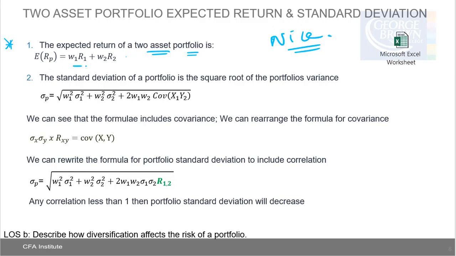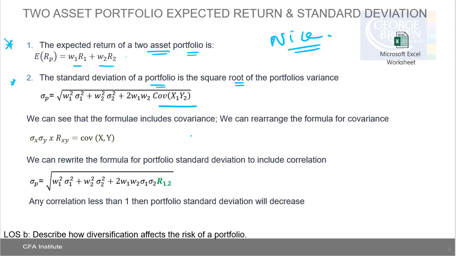So that's the weight 1 times return 1 plus the weight 2 times return 2, okay? We mentioned that. But when we get into the standard deviation of a portfolio, which is the square root of the portfolio variance, it's not the weighted average. Here's the formula. It's weight 1 squared times standard deviation 1 squared plus weight 2 squared times standard deviation 2 squared plus 2 times weight 1 times weight 2 times the covariance between x and y, okay?